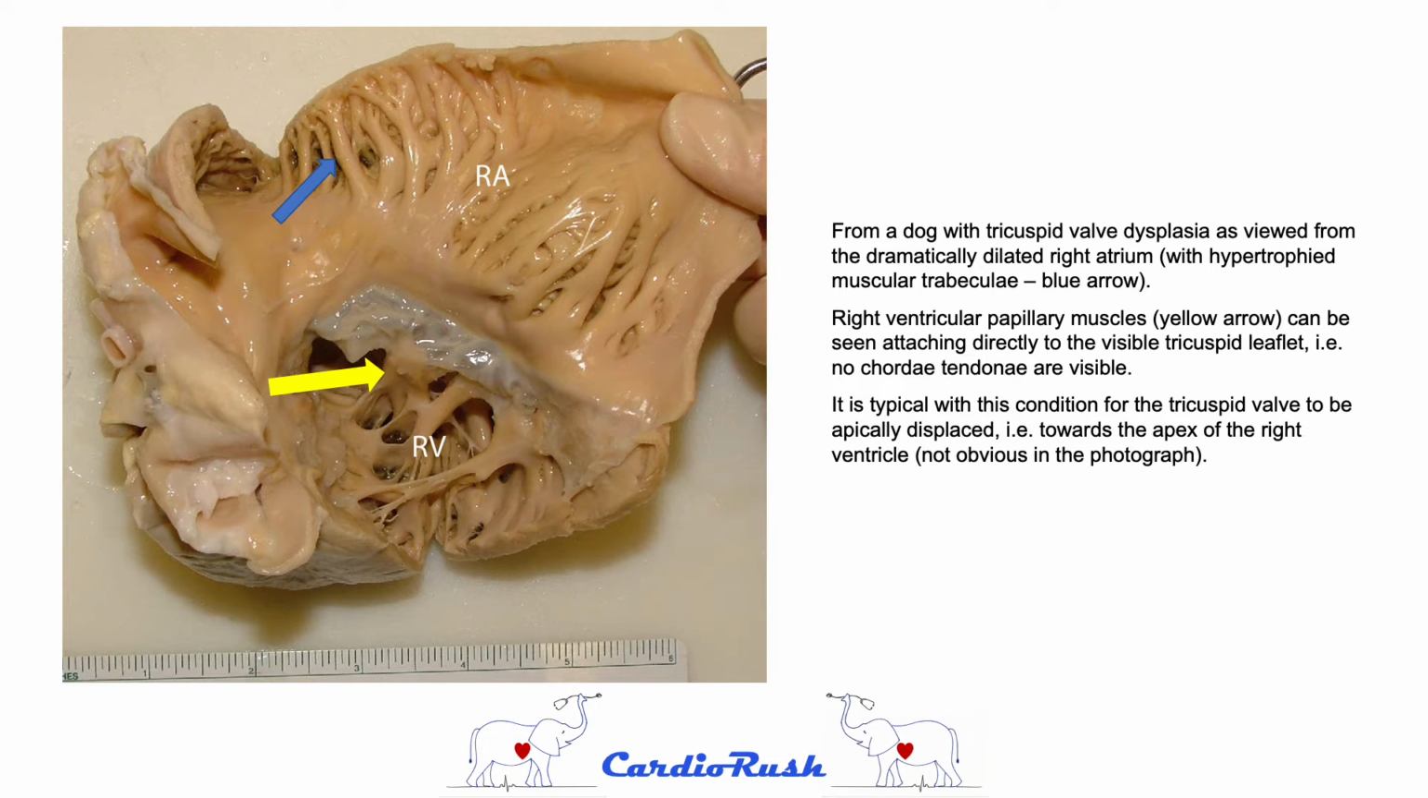Tricuspid valve dysplasia is typically seen in young dogs. Certain large breed dogs are predisposed, including Labrador retrievers, maybe Weimaraners. Classic physical exam findings might include a right-sided systolic murmur over the tricuspid valve, jugular vein distension, hepatomegaly, and ascites.